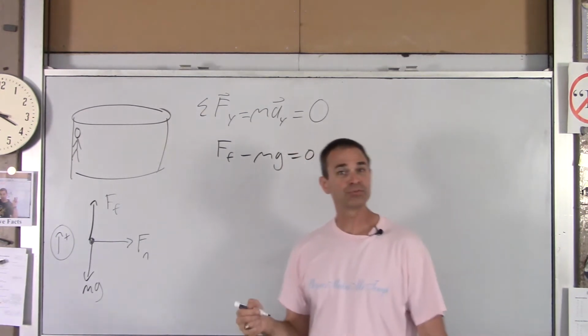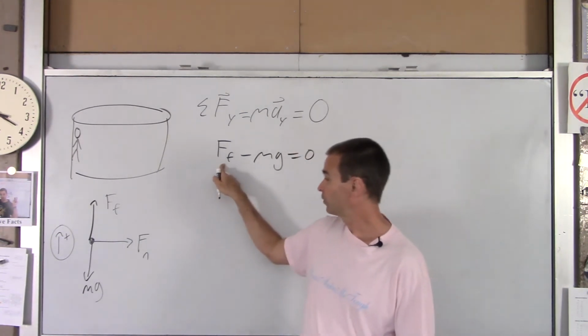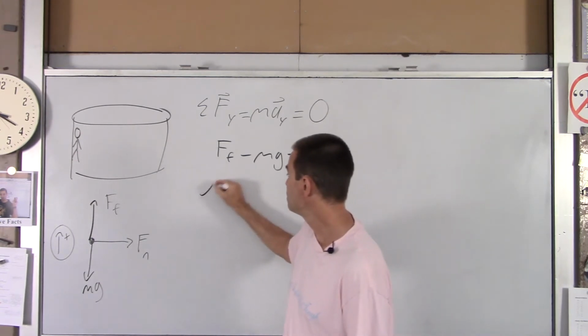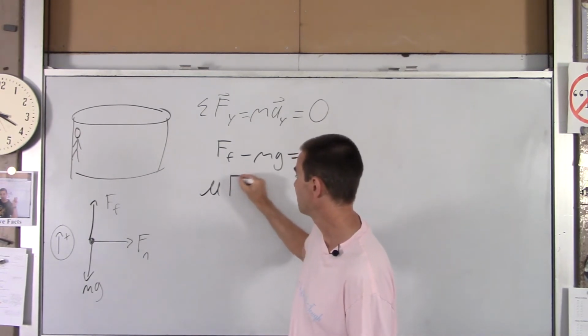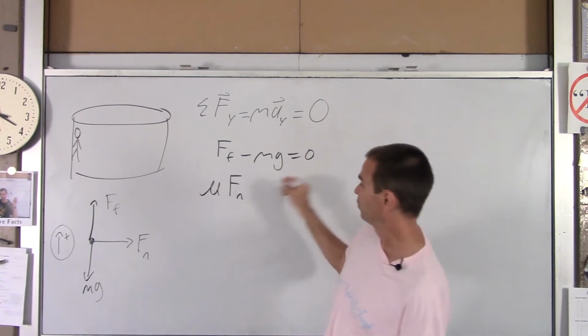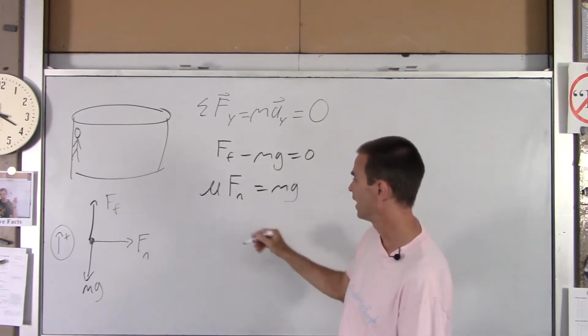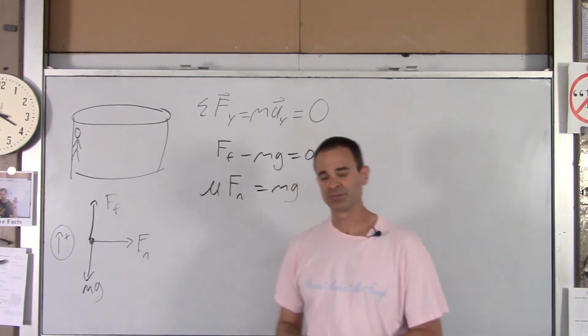Now I'm going to do a little more algebraic work here. What's the equation for friction? Well, it's mu times Fn. And I'm going to move the mg to the other side, so that equals mg. Now, which kind of friction are we talking about? Static or kinetic?